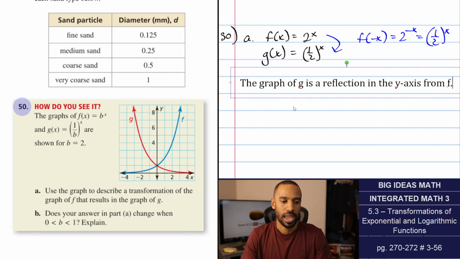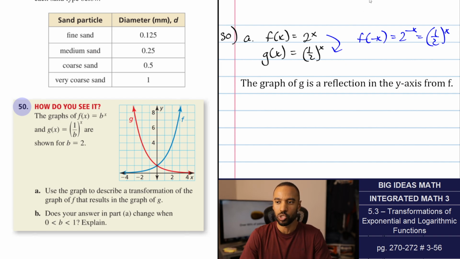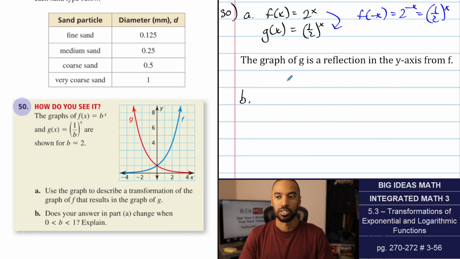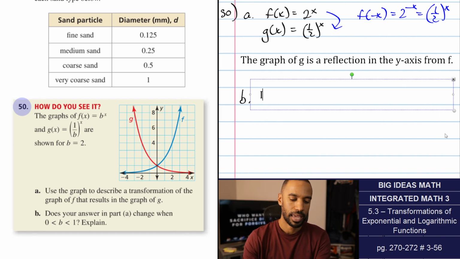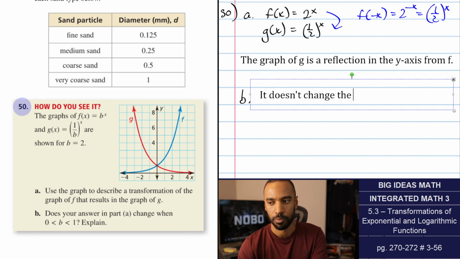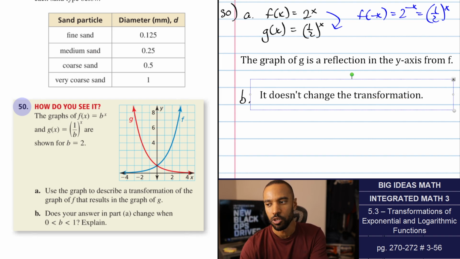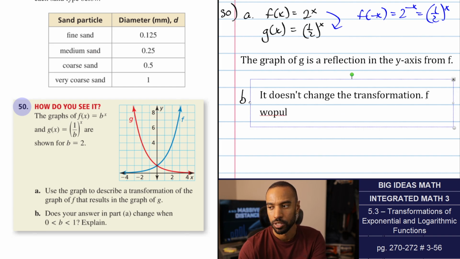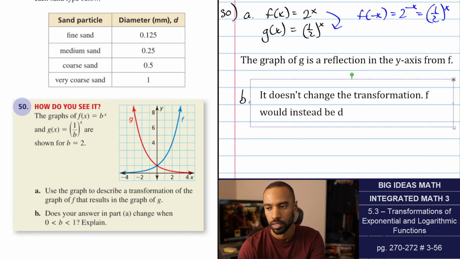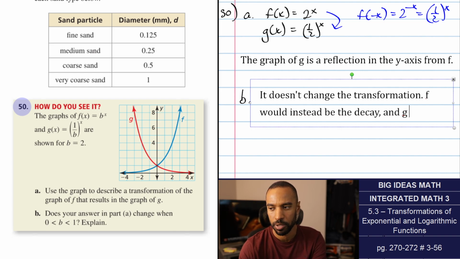Part B, does your answer in part A change when b is between 0 and 1? Explain. I suppose that's why they're asking that. No, it doesn't change. It changes the graph, but it doesn't change the way that this thing occurs. It doesn't change the transformation. So if b was between 0 and 1, that means f would be decay, but then that would mean g was growth. F would instead be the decay, and g would become the growth.